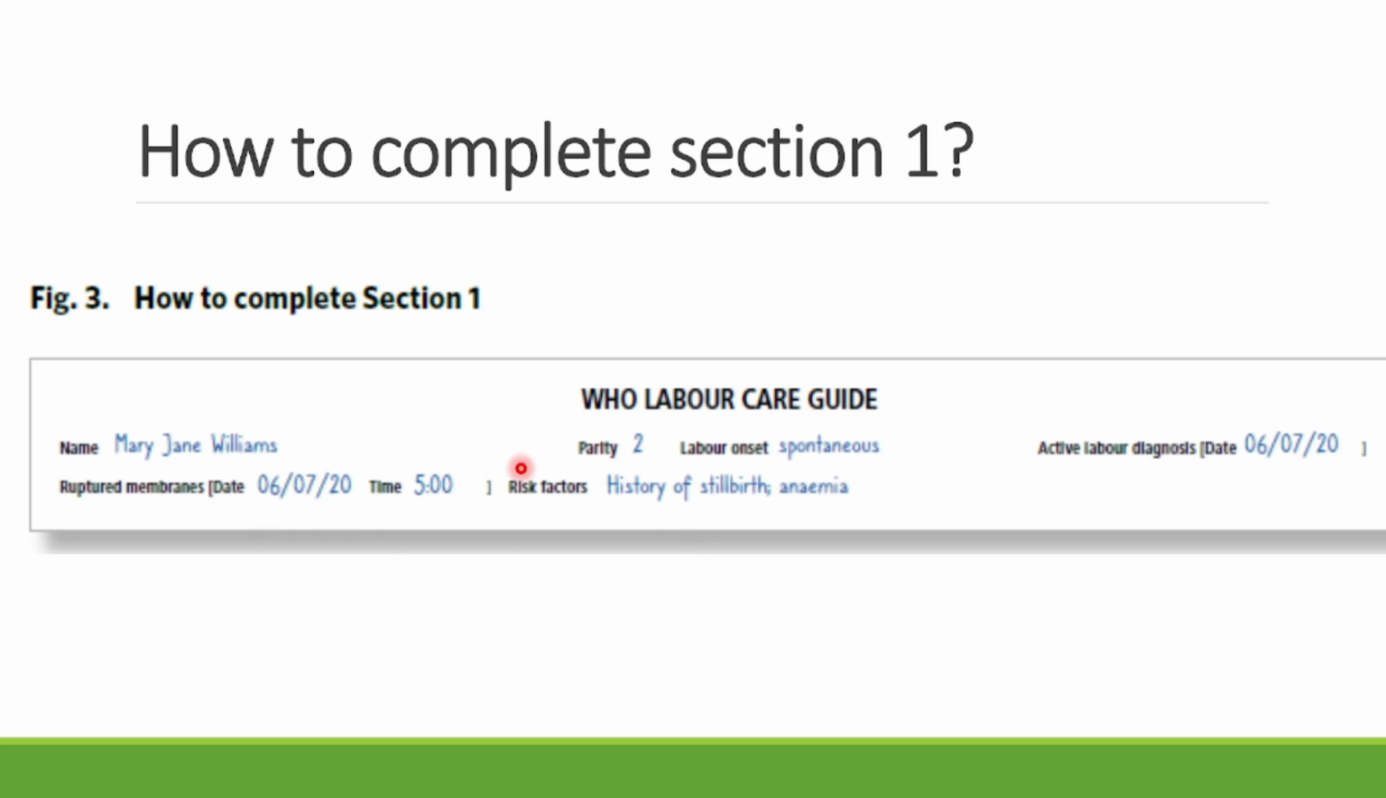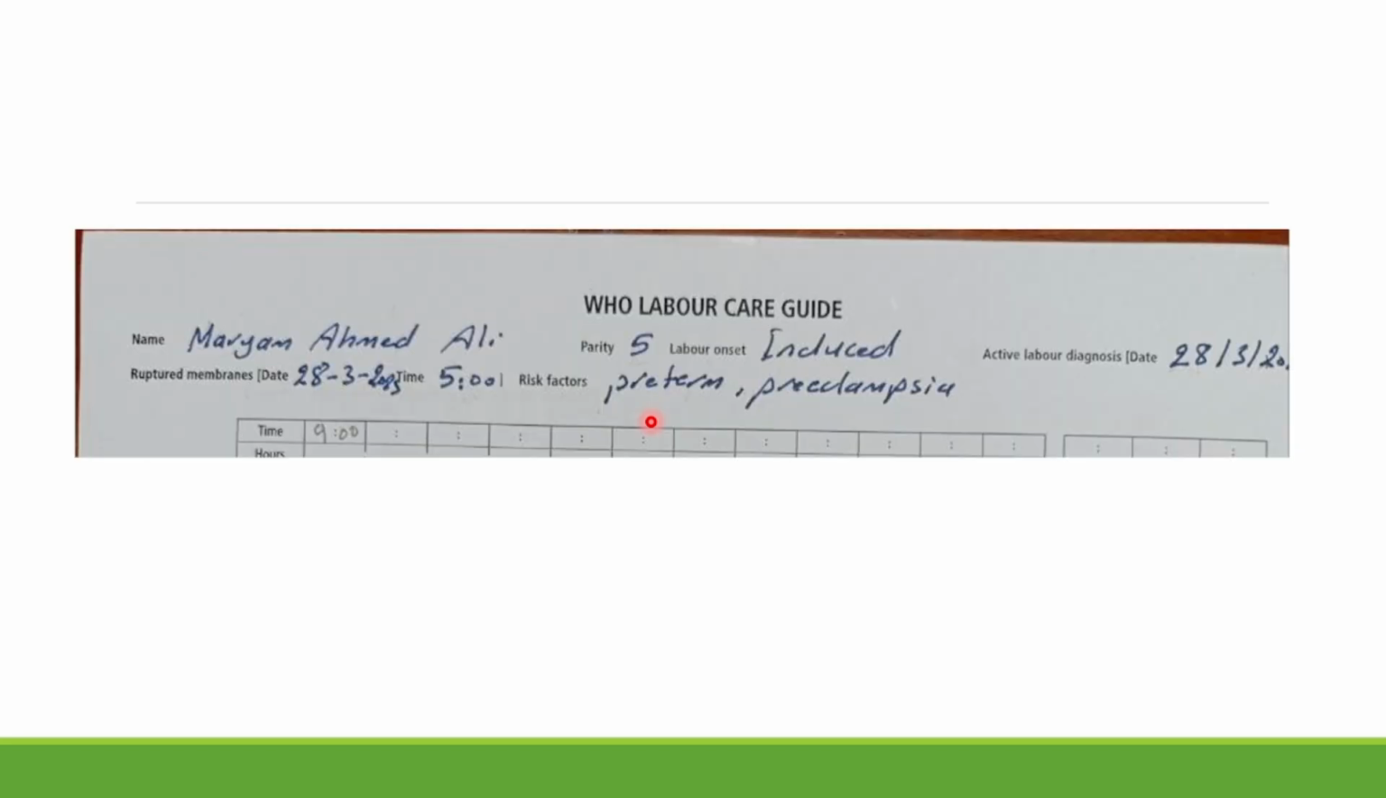Mary Jane, she is para 2, labor onset spontaneous, active labor 6 of July, and ruptured membrane 6 of July, the time 5, risk factors, history of stillbirth, and anemia. This is the first section, which is the patient characteristics. Another example, Mariam Ahmed, she is para 5, labor induced with prostaglandins or oxytocin, active labor diagnosis 28th of March, ruptured membranes 28th of March at 5 o'clock, the risk factors, preterm, preeclampsia.